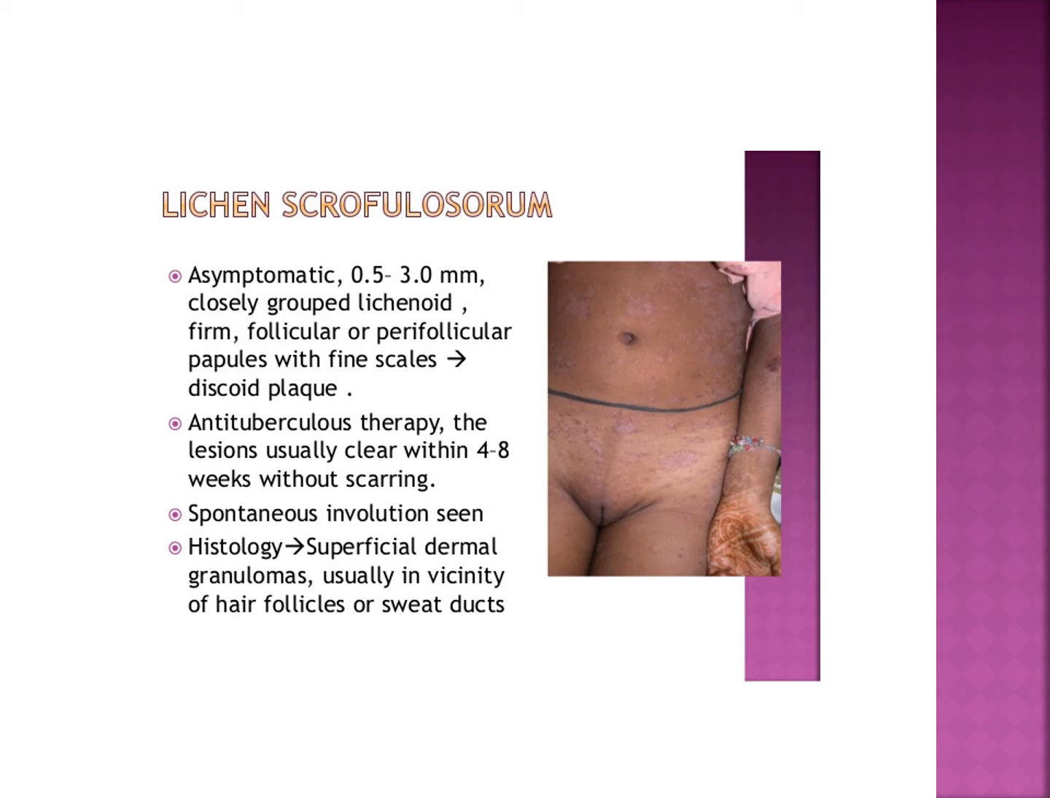So you need to keep this presentation or picture in mind to at least suspect this type of tuberculosis, and try to investigate the primary focus of tuberculosis. If we go for therapy, the lesions usually clear within 4 to 8 weeks without scarring. In histology, if we go for biopsy, we see superficial dermal granulomas, which are the hallmark of tuberculosis. These granulomas are usually seen around the hair follicles or the sweat glands.